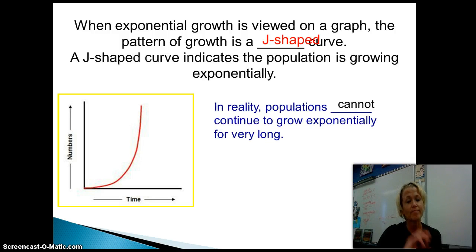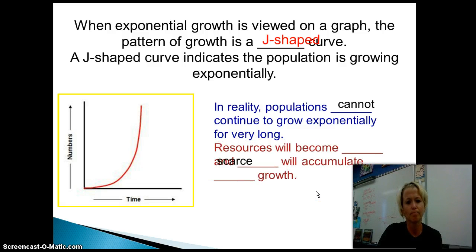In reality, though, populations can't sustain this kind of growth. It'll happen for a little bit, but realistically, every organism is going to reach a maximum, right? We have a special name for that maximum. So what this is supposed to say is resources will become scarce, and waste is going to accumulate, and then you're going to see limiting growth. So that says resources will become scarce, wastes will accumulate, limiting growth.